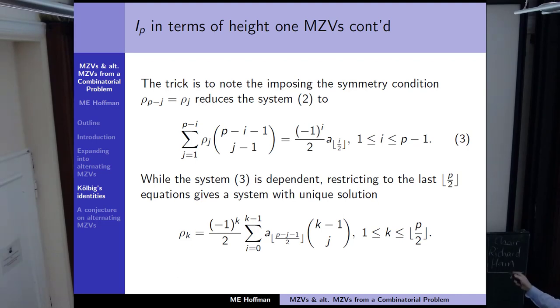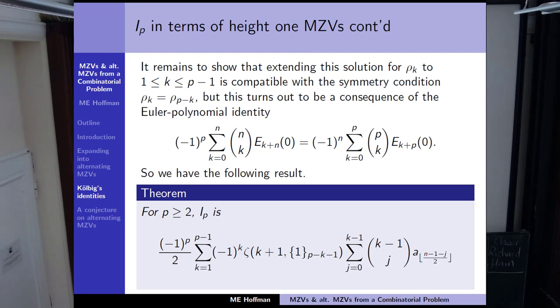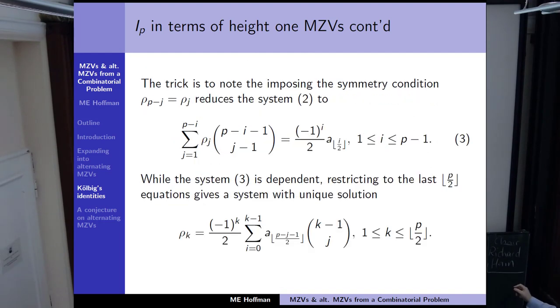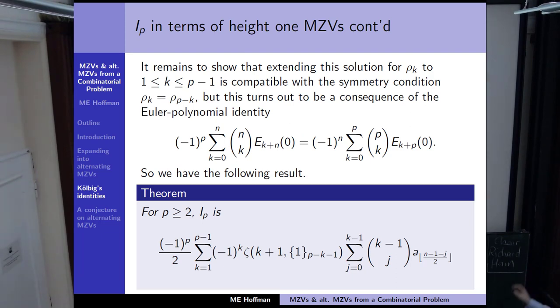Okay, so if I take the things with this symmetry, do I get this? Well, what if I just extend this formula for all k's between 0 and p minus 1 instead of this restricted range? The question is, is that consistent with that symmetry condition? I solve this for half the cases, and then if I just extend this formula by running k up to p minus 1, is that consistent with this? And the answer is actually it is. It's another Euler polynomial identity. So if you like to collect Euler polynomial identities, here's another one for you. It looks kind of pretty if you write it that way. But this is nothing deep.